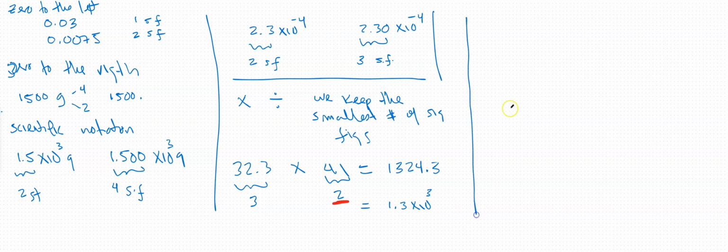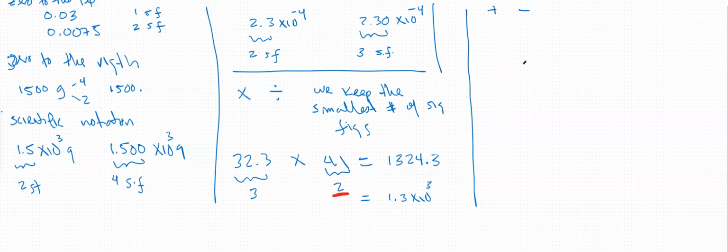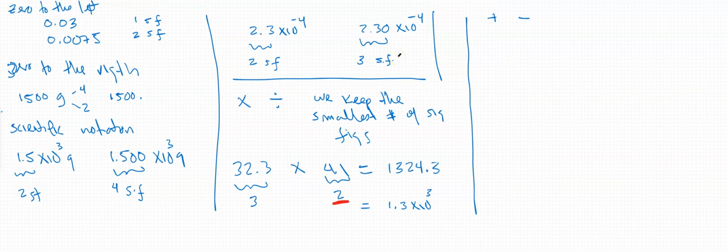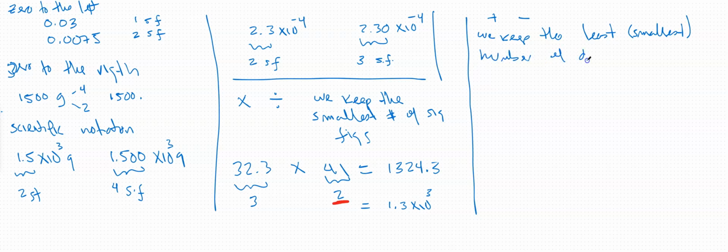What about if you add or subtract numbers? The rule there is that when you add or subtract, the number of decimal places in the result should equal the smallest number of decimal places of any term in the sum or difference. What it all means is that we keep the least, or smallest, number of decimals.